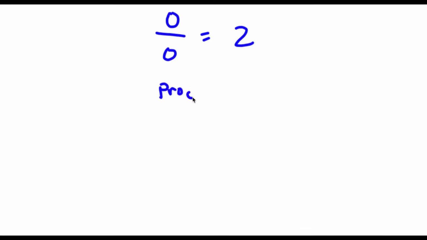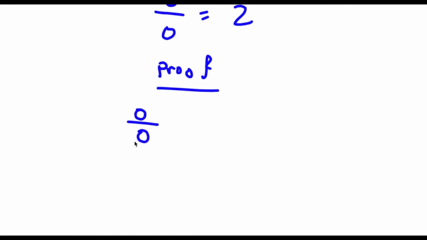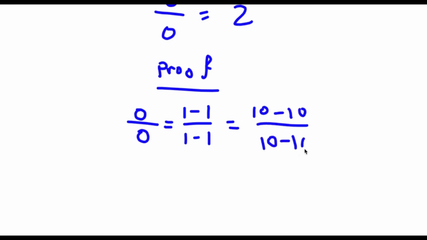So for my proof, I'm going to first start with 0 over 0. Well, 0 is the same thing as 1 minus 1. So now I'm going to have 1 minus 1 over 1 minus 1. Now, this is the same thing as 10 minus 10. Anything minus itself is going to equal 0. So this is the same thing as 10 minus 10 over 10 minus 10.